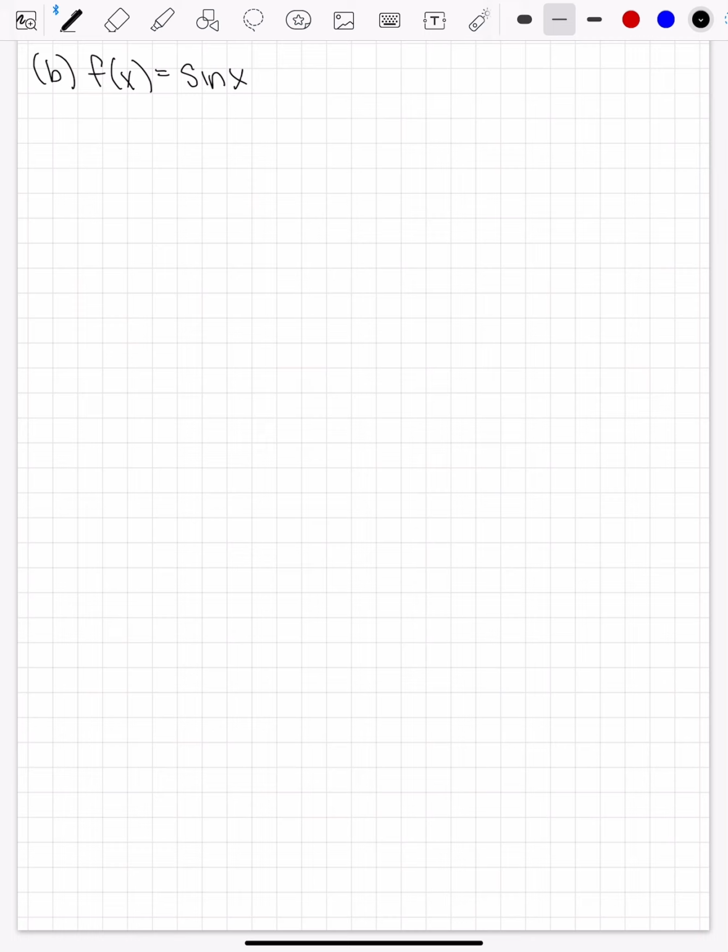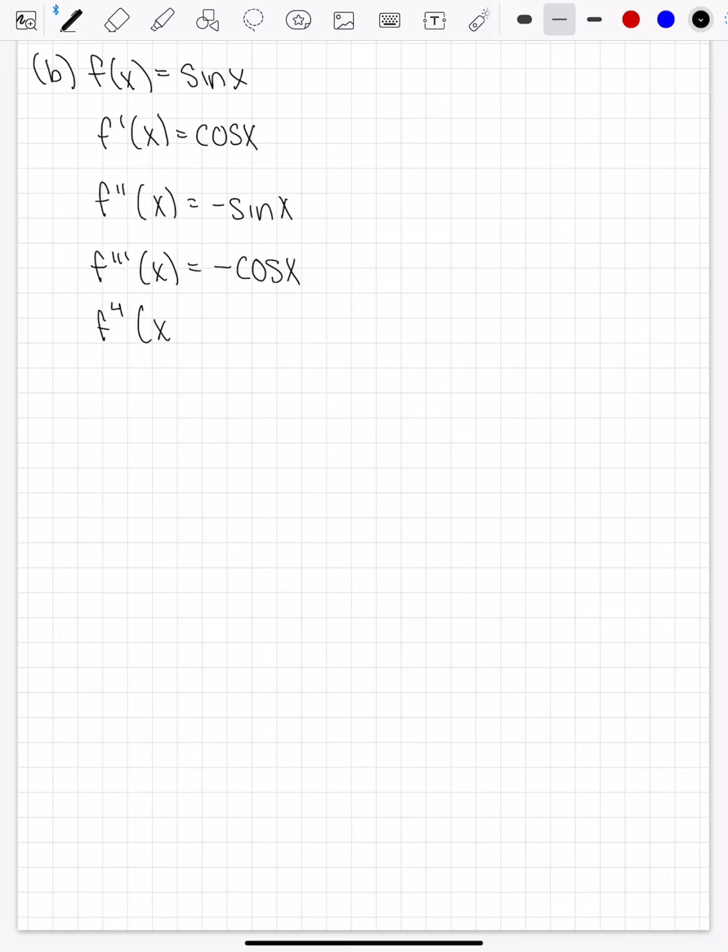few derivatives, right? So what's the derivative of sine? We know that's cosine. What's the derivative of cosine? We know that that's going to be negative sine. What's the derivative of negative sine? Right now the negative sign stays, and the derivative of sine is cosine. And then what's the fourth derivative? Right, then we go back to sine.